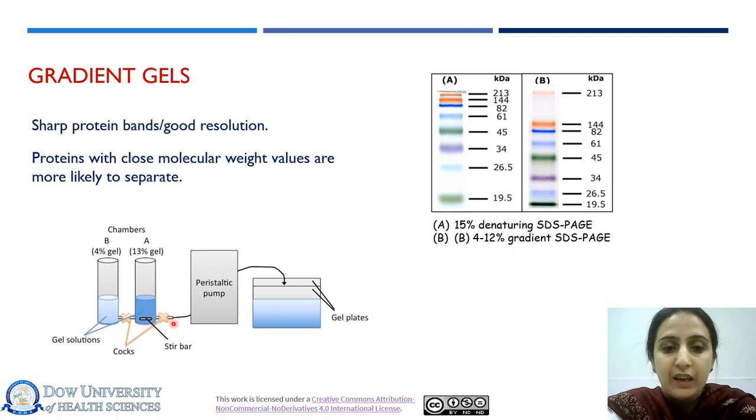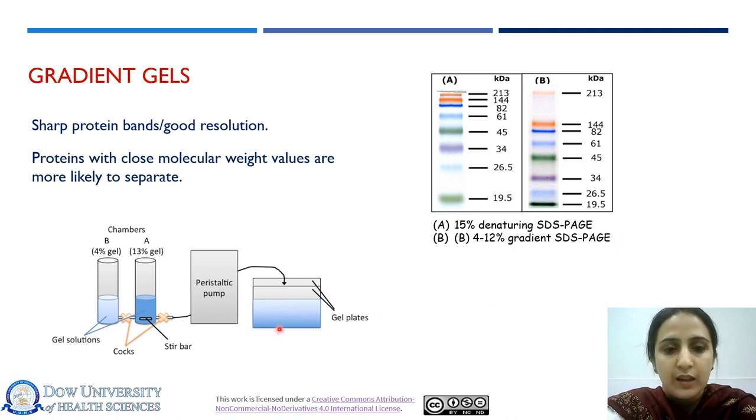In chamber A, we put the highest percentage of the gel. For example, in this case, we will put the 12% gel solution over here. And in chamber B, we'll place the lowest percentage gel, in this case, a 4% gel over here.